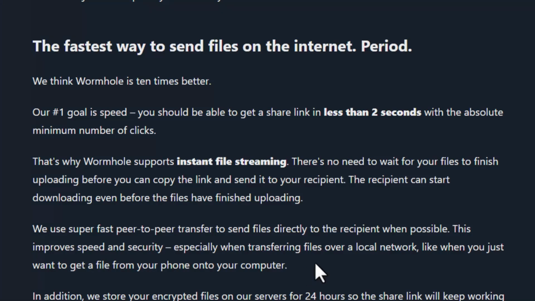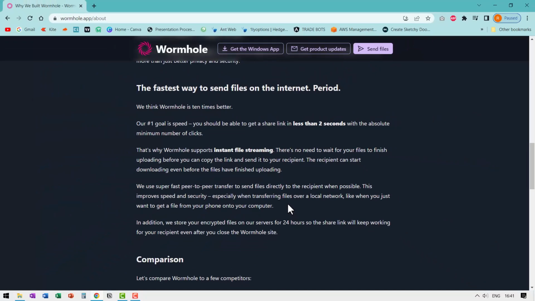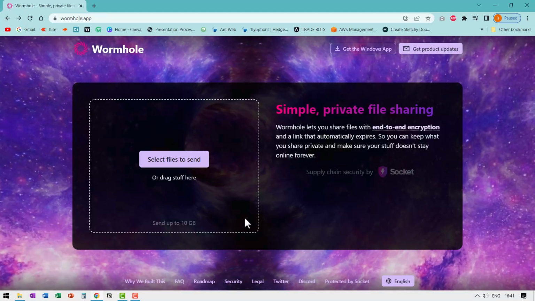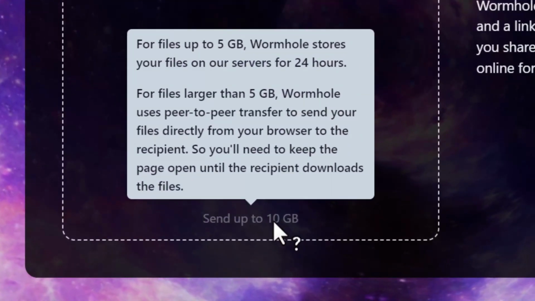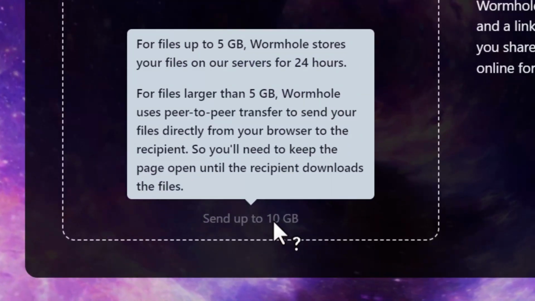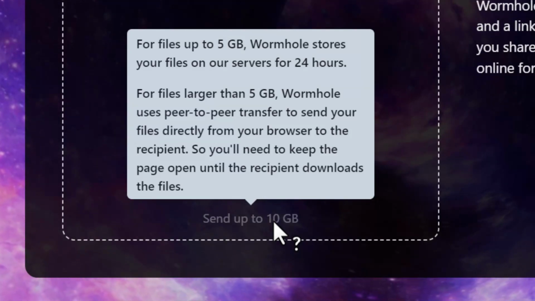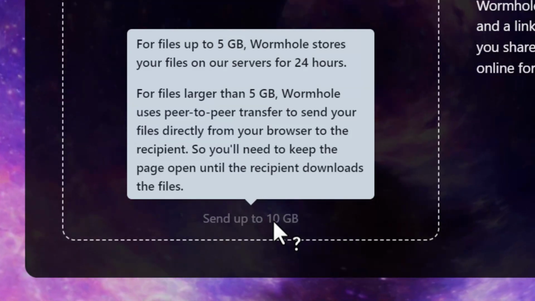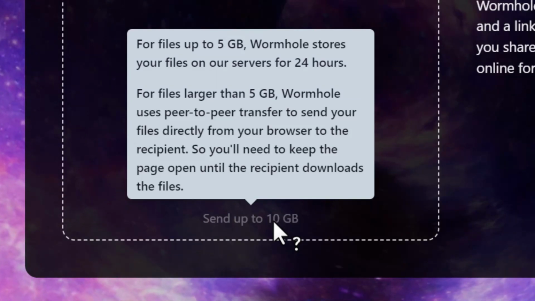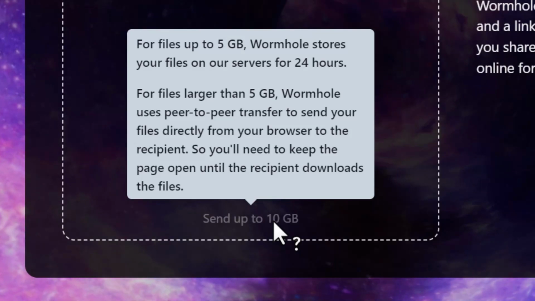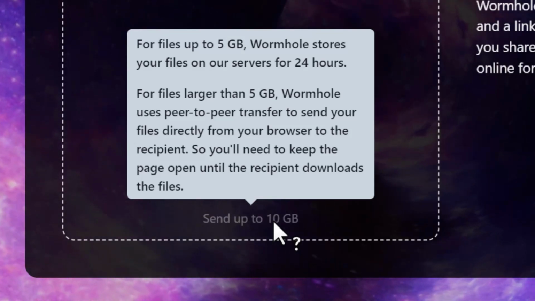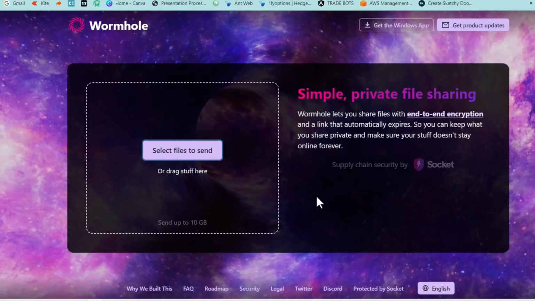And not just that, you can restrict the number of times the person can download the file. And second, the duration for which the link is active. Let me go back to the main page. When you place your cursor on this, it shows that for files up to 5 GB, Wormhole stores your files on their servers for 24 hours. For files larger than 5 GB, there is a peer-to-peer transfer that happens, so you will need to keep the page open until the recipient downloads the files, and once it is done, you can decide how long the link will be active. Let me show you how the whole thing works.